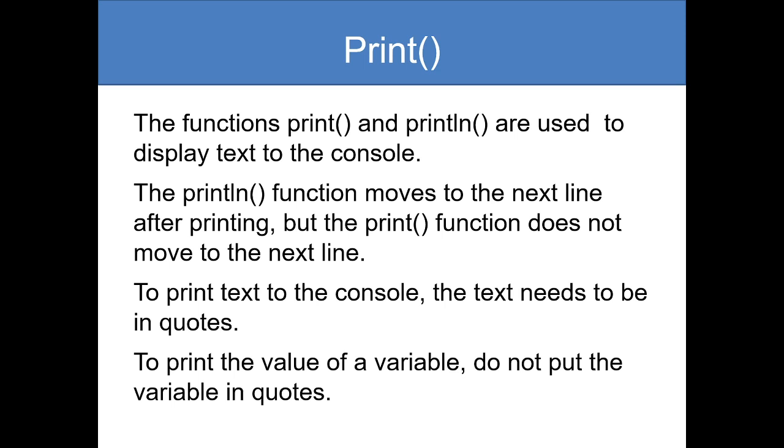In order to print text, it needs to be in quotes, and the reason for that is that if it's not in quotes, it thinks that it's a variable. So it looks for a variable named that. When it can't find it, it can freak out or just not do anything. To print the value of a variable, you just put the variable in there. Don't put it in quotes.